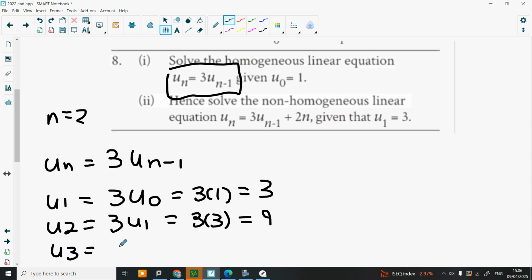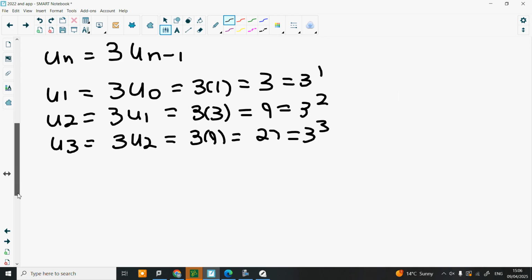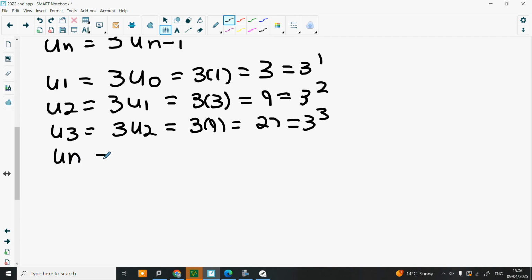Interesting. u3 is 3 times u2, which is 3 times 9. 3 is 3 to the power 1, 9 is 3 to the power 2, 27 is 3 to the power 3. By seeing the pattern, I could say that un is 3 to the power of n.